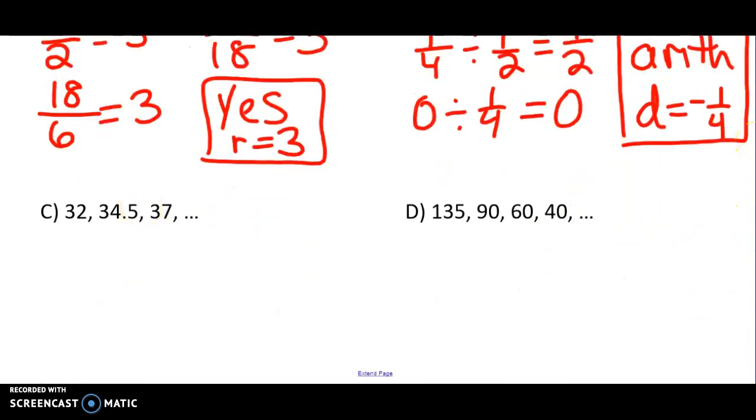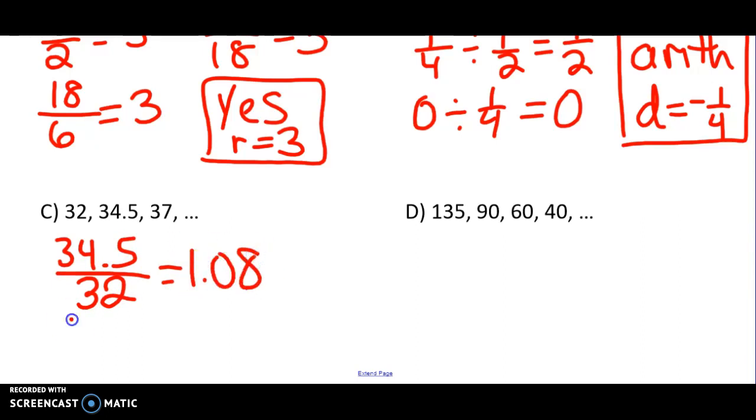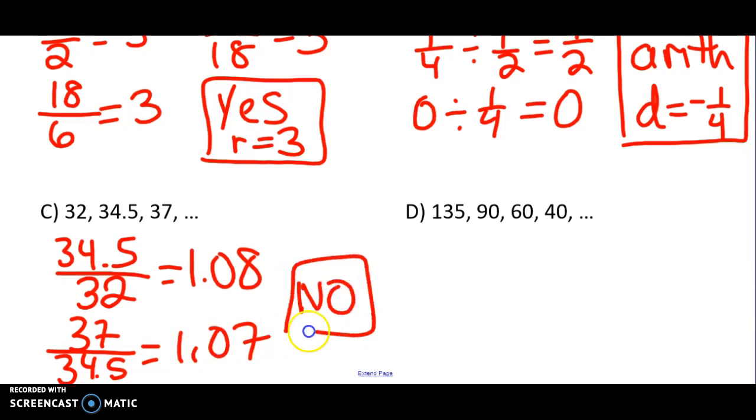In part C, we want to take 34.5 and divide by 32. That gives us 1.08. If we take the next term, 37, and divide by its previous term, 34.5, we get 1.07. So this is a no, not geometric.